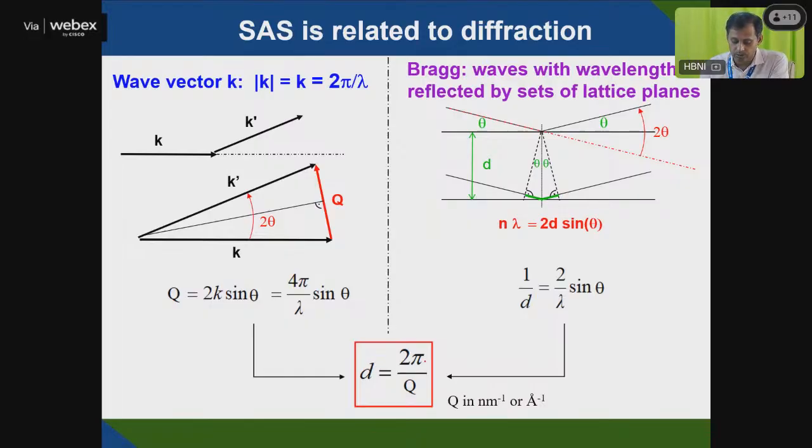So if you see the relation between small angle X-ray scattering and diffraction, you will come to the equation d equals 2 pi by q. Here d is the spacing and q is the scattering vector. My incident beam is this, and my scattered beam is like this. The angle between them is 2 theta, and this is the scattering vector q. This q can be expressed as 2k sine theta, since k and k prime are almost equal. That is 4 pi by lambda sine theta. So this is the q.